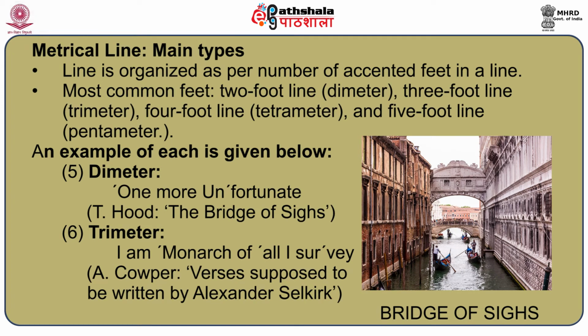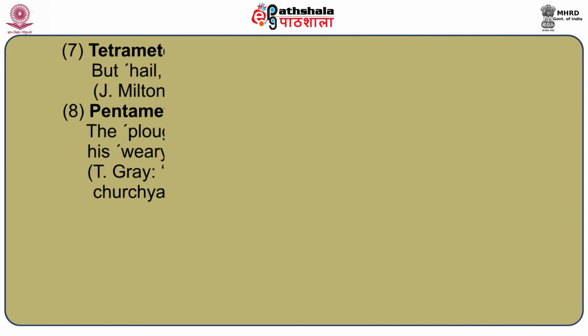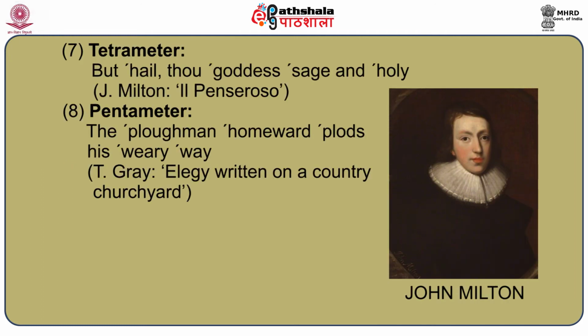Then, "I am monarch of all I survey." I am mon, unstressed, stressed. Arch of all, unstressed, stressed. We have anapest, but only 2. No wait, that would be trimeter.